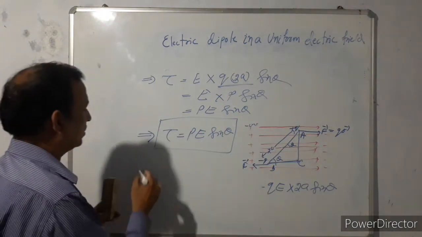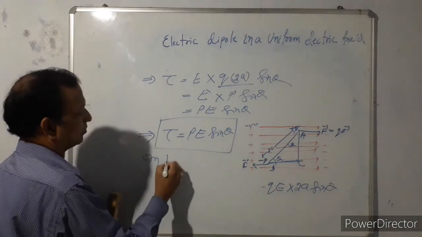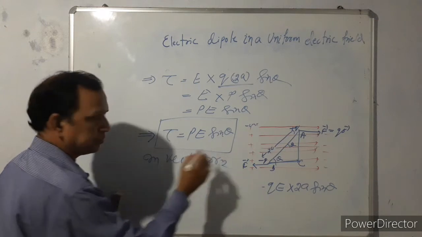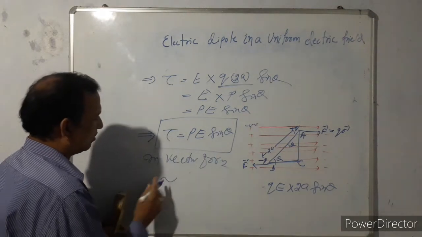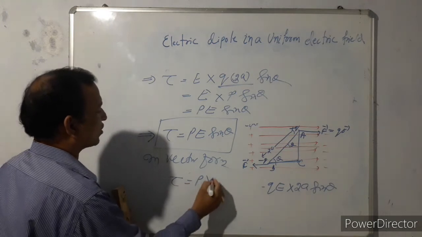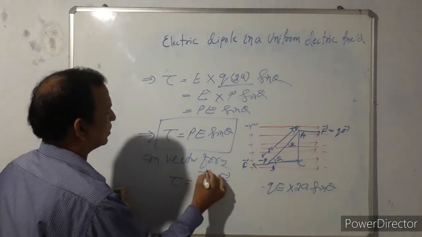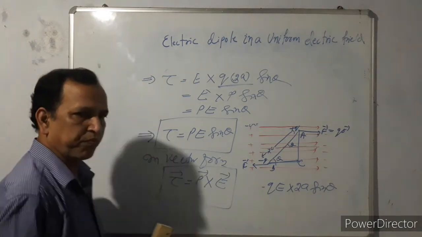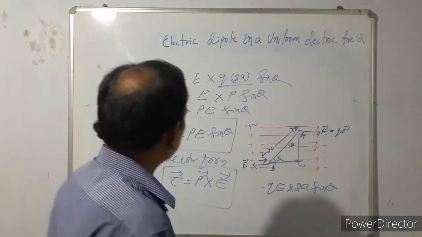In vector form, tau is equal to P cross E. This is the vector form. Clear?